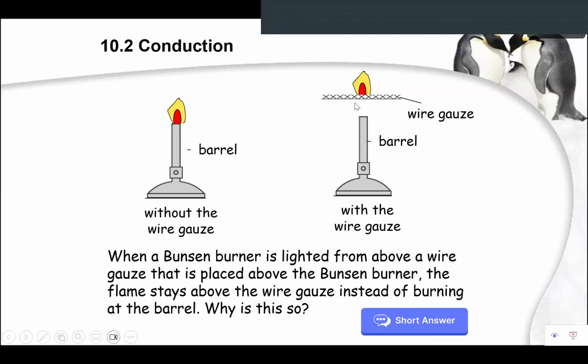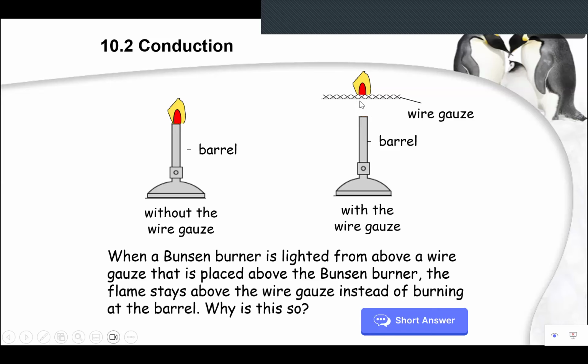Okay, so what is happening over here is because, again, the wire gauze is a very good thermal conductor. It allows the thermal energy to pass through it very fast. So when there is a wire gauze, it carries the thermal energy away from the air over here. Air is a very poor conductor. It doesn't allow the heat to pass through it easily. Okay, so over here, the temperature is very low.